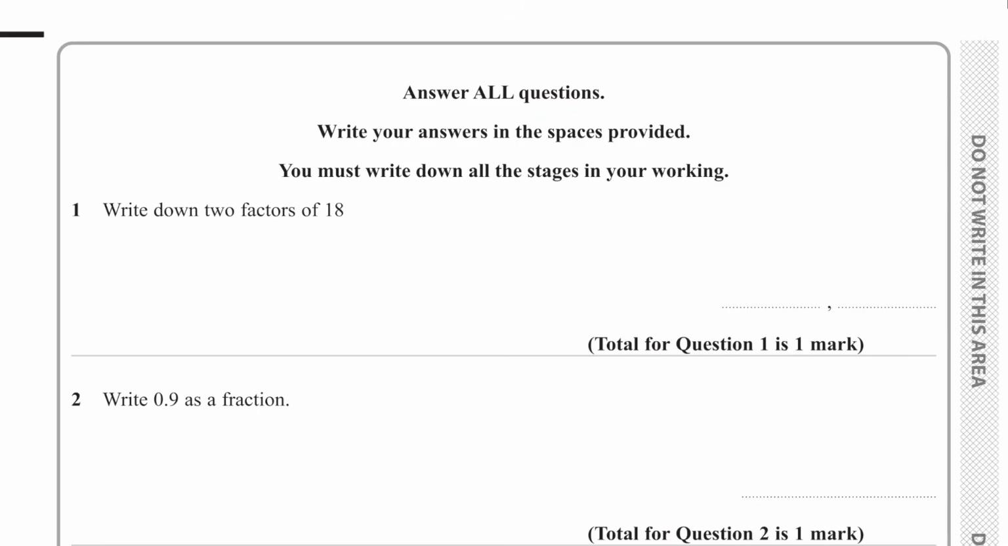So the factors of 18 are the numbers that multiply together to make 18. To make 18, we can get 1 times 18, 2 times 9, or 3 times 6. So the factors of 18 are 1, 2, 3, 6, 9, and 18. And we just need to write down two of them. So 2 and 3. Any of them would be okay.